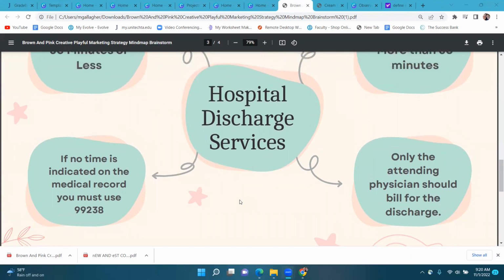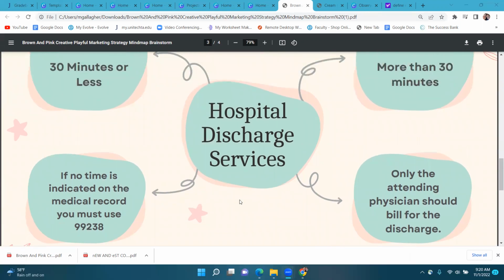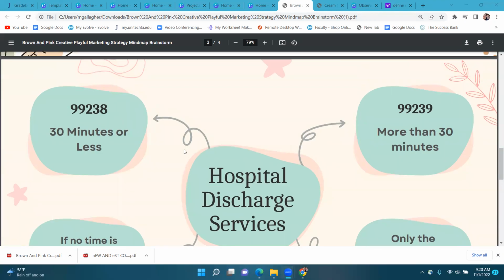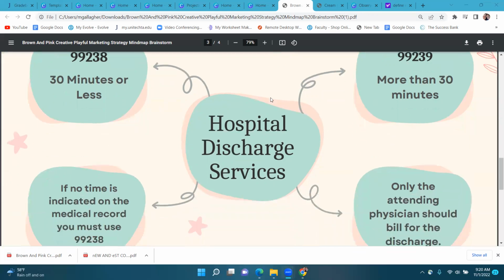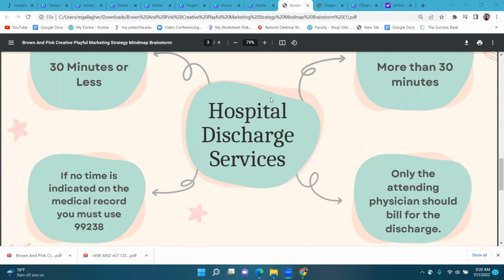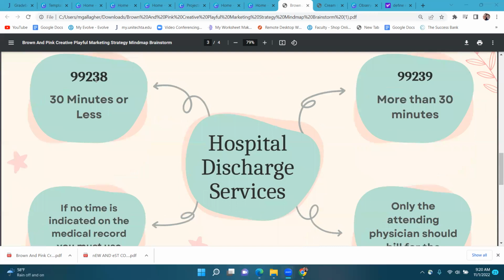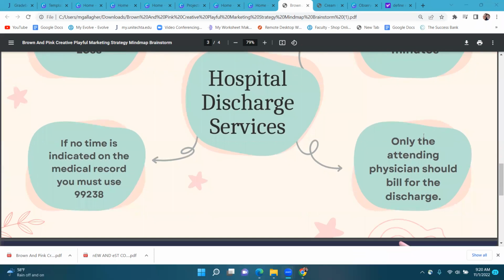So say that you're coding in a hospital setting and the doctors are not easy to get a hold of and they didn't indicate 30 minutes or, oh, wait a minute. I have another typo. Oh, no, I don't. This is less than 30 minutes. This is more than 30 minutes. Sorry about that. So there is no time indicated on the medical record and you can't get a hold of the doctor. What are you going to do? You're going to code the lesser of the codes, 99238. And only the attending physician should bill for the discharge.